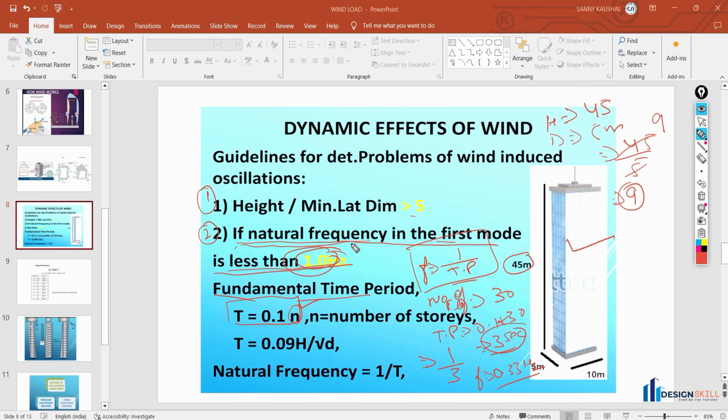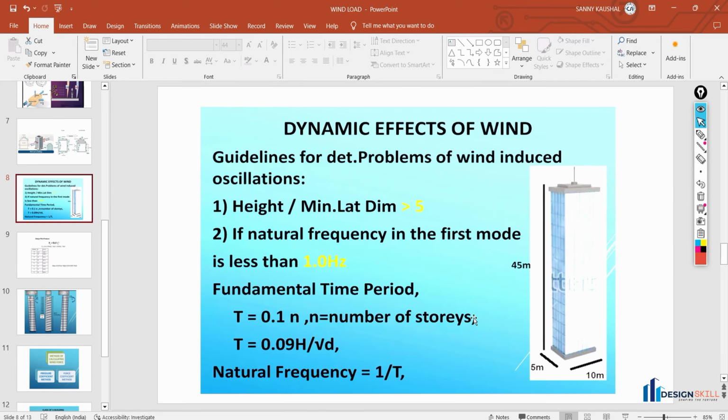So this is how you have to do the calculations when you have to find in which structure you require to apply the wind load in the dynamic form, or we can say a gust factor if you require to apply it. Now we have come to the end of this lecture.